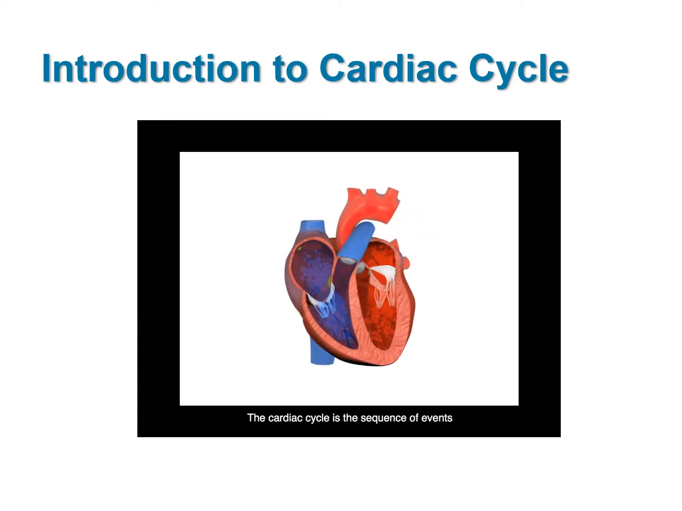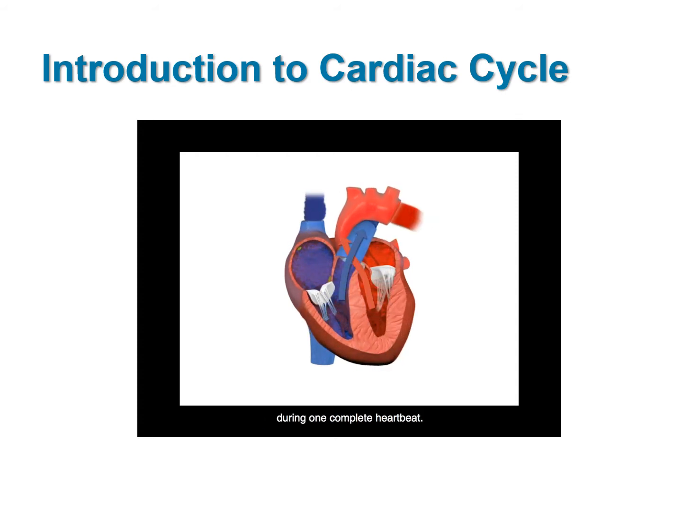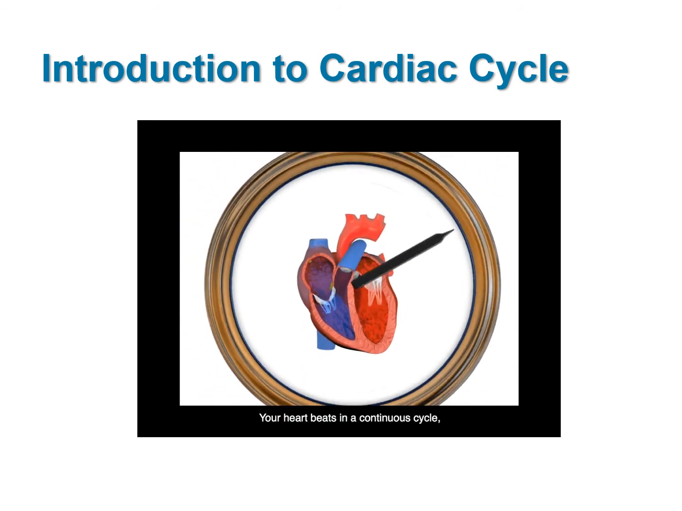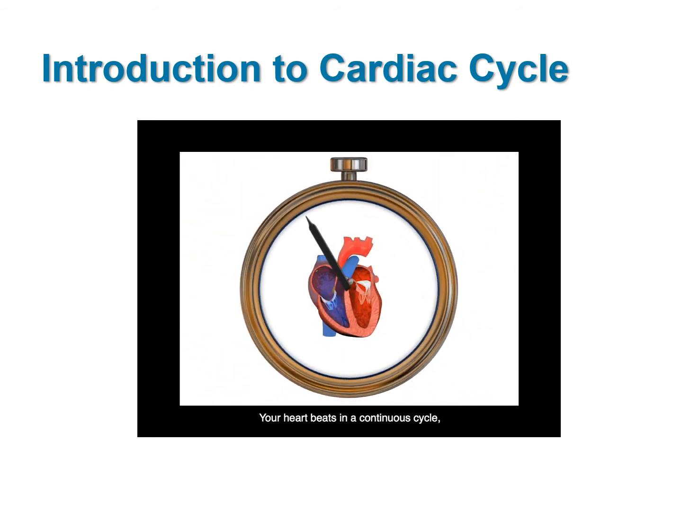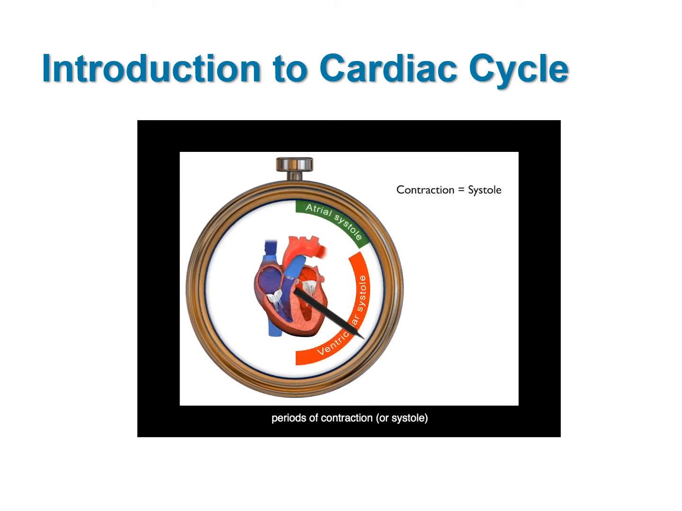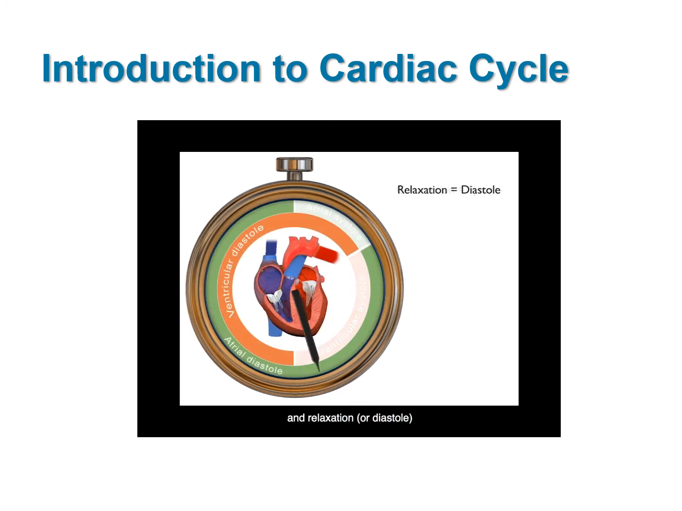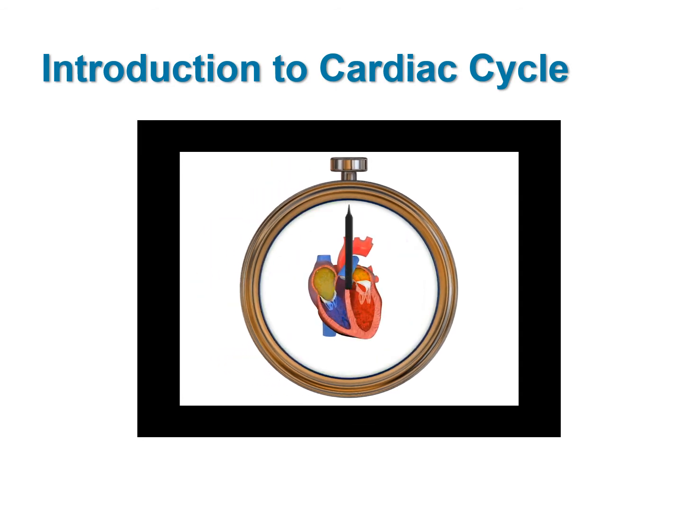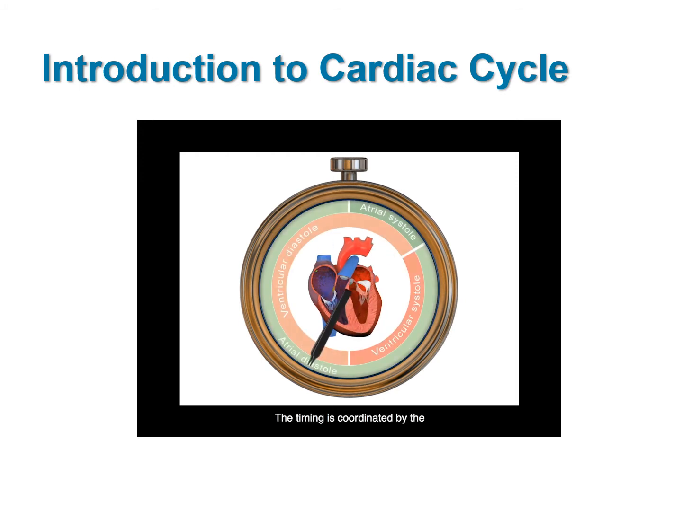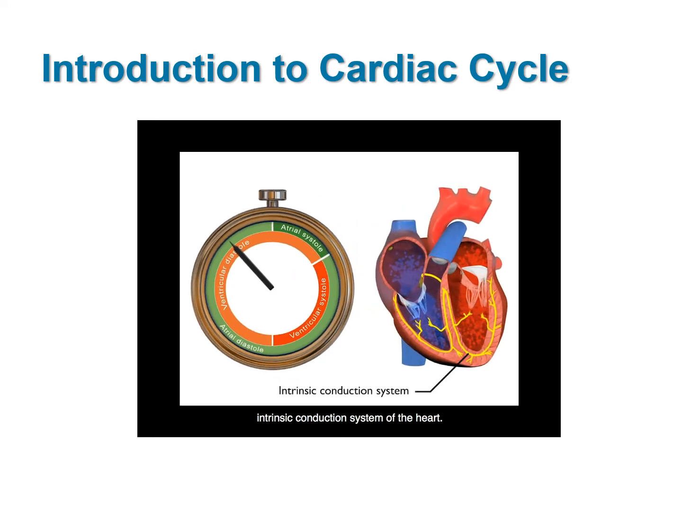The cardiac cycle is the sequence of events that propels blood through the heart during one complete heartbeat. Your heart beats in a continuous cycle, represented here as a clock. The cycle alternates between periods of contraction, or systole, and relaxation, or diastole, of the atria and ventricles. The timing is coordinated by the intrinsic conduction system of the heart.